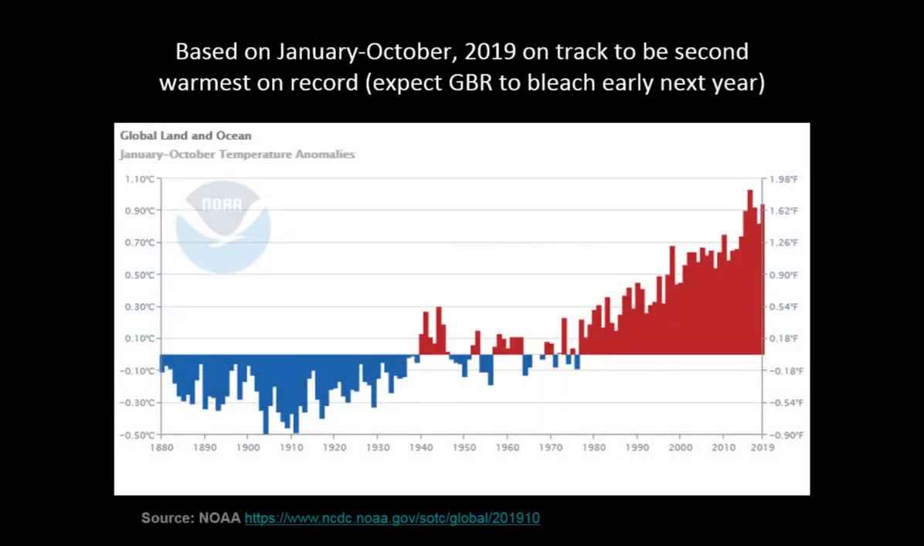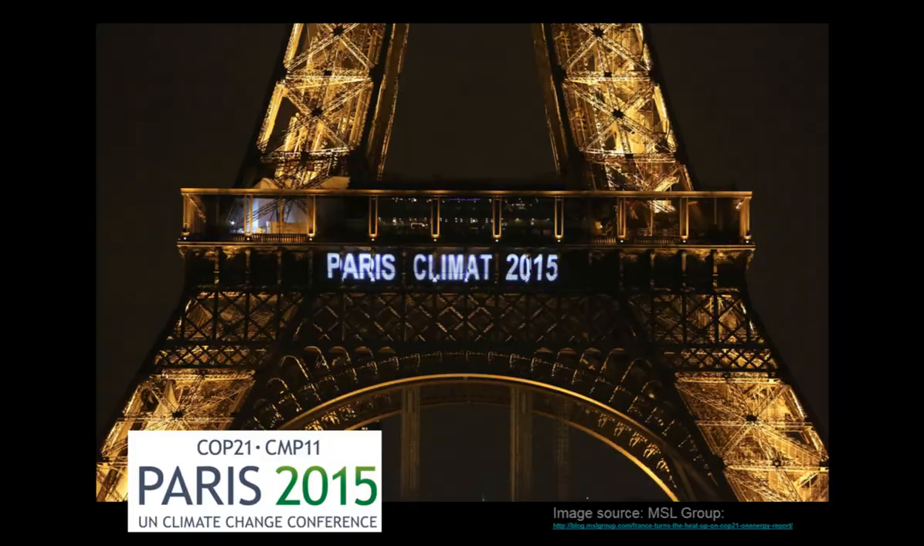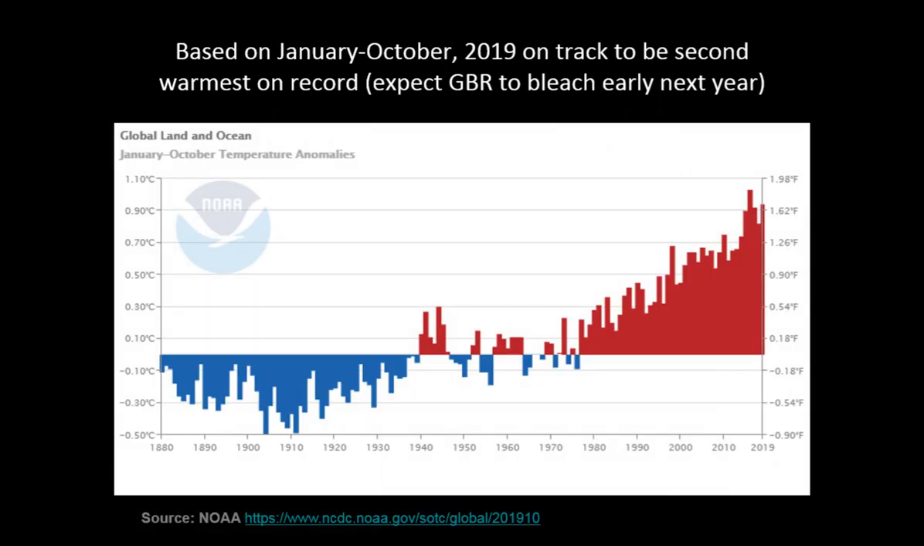And this year, we're on track to be the second warmest year on record, at least based on the first 10 months from January to October. It's on track to be higher, not as high as 2016, which was the highest, but still way up there, so second highest. And I should just say, we could expect the Great Barrier Reef to bleach again in January, February. So the summer months when the extreme temperatures hit it, we can expect that to occur in the coming January, February, March.